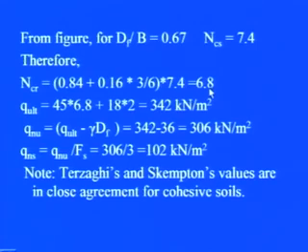And once NC for the rectangular foundation is known, we substitute in the ultimate bearing capacity equation, and we find the ultimate bearing capacity as 342 kilonewton per meter square and net ultimate bearing capacity as 306 kilonewton per meter square. If we know the factor of safety, again q net ultimate upon factor of safety will give you q net safe, that comes out to be 102 kilonewton per meter square. Now, one thing can be noted here, that Terzaghi's and Skempton's values are in close agreement for cohesive soils.